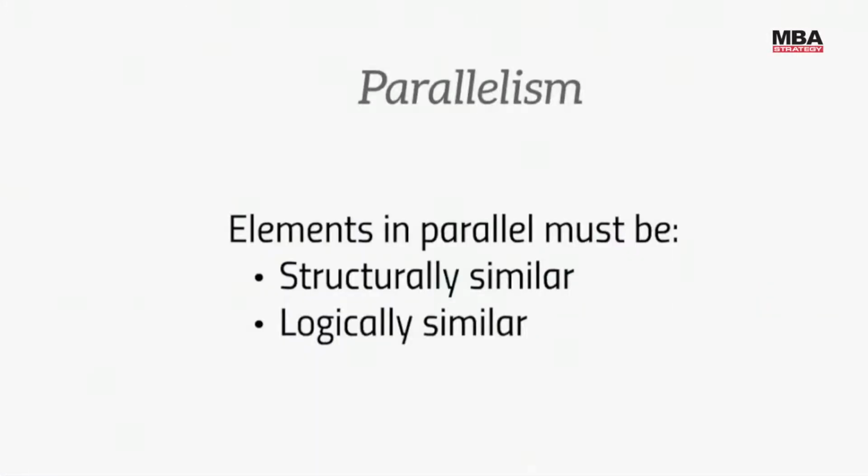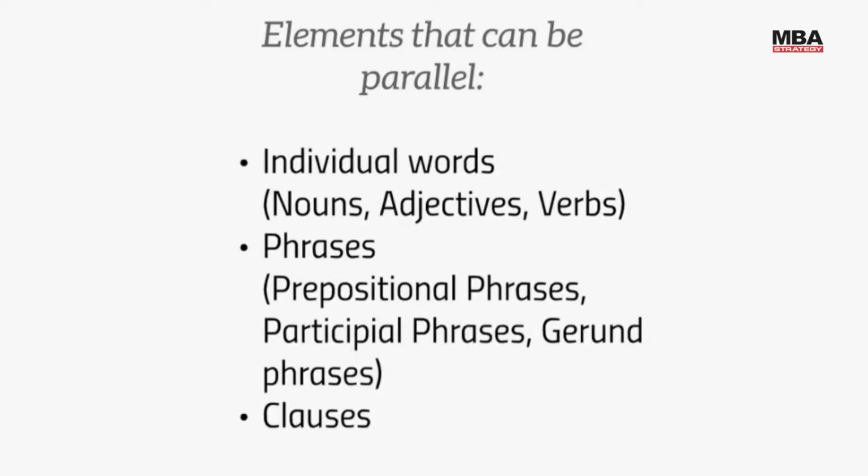Today we're looking at one of the most common topics tested in sentence correction, called parallelism. This feature involves both the grammar and the meaning. Elements that are parallel should match in their grammatical form and must serve the same logical role in the sentence. These two criteria apply to all types of parallel structures. There are different types of elements that can be parallel: individual words, such as nouns, adjectives, verbs; phrases, such as prepositional phrases, participle phrases, or gerund phrases; and clauses.